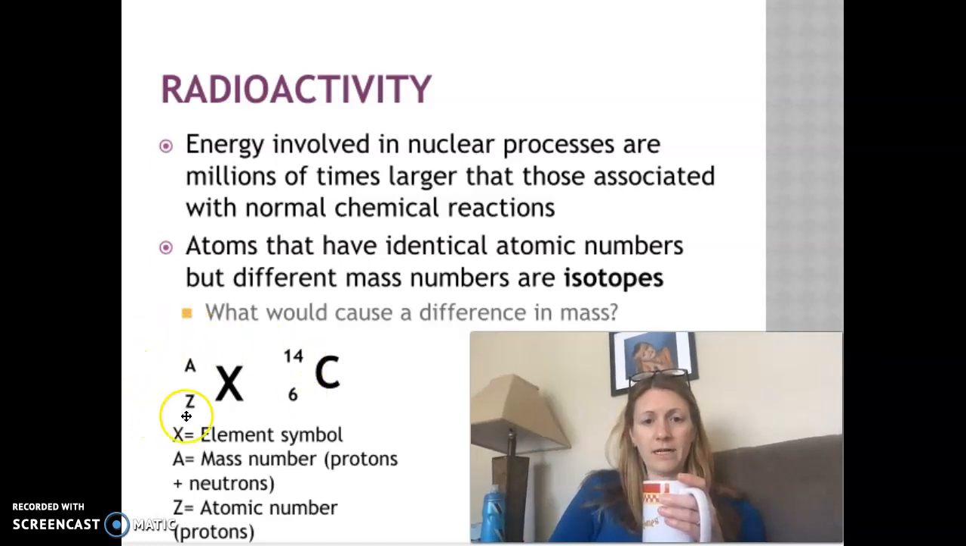Remember, when we're looking at our periodic table, X here is just representing any element. A would be the mass number, so the protons plus neutrons, and Z down here would be the atomic number, or just the protons. So again, carbon, which is our element symbol, 14 for the mass number, and 6 for the atomic number.